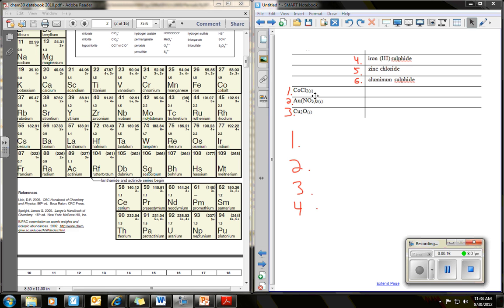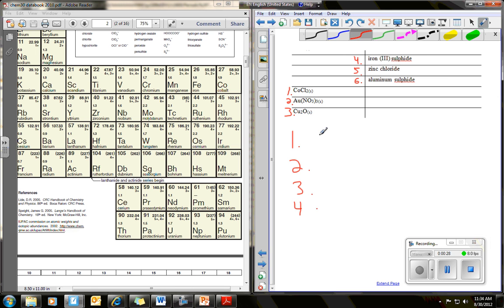The first thing you need to do is find the metal, and you will write the metal in its full name. Co, cobalt. So I write cobalt in its full word. It doesn't stop here. As you look at cobalt, you'll notice that it has two different possibilities of charges, 2 plus or 3 plus. So you need to take this into consideration.